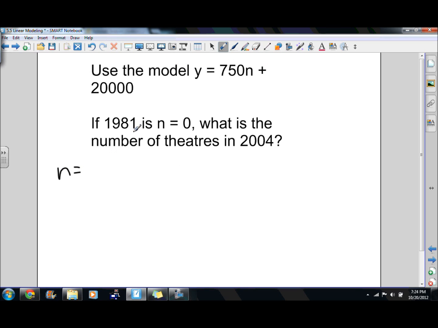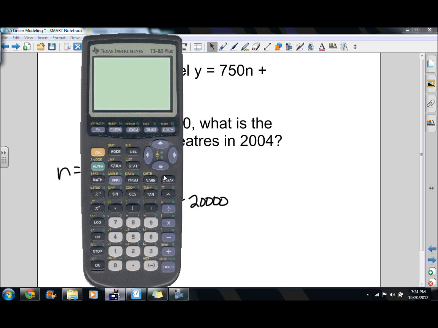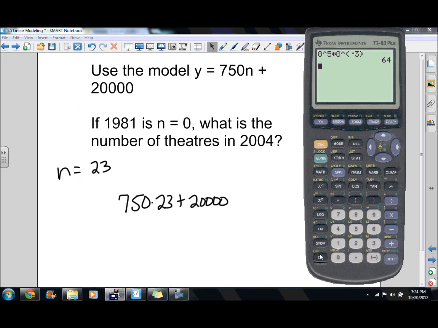Okay, so our n is 23 years past our n equals 0. And so we plug it into the equation. 750 times 23 plus 20,000. That is calculator time. So 750 times, oops, I don't remember how to do the times button. Sure, there's a shortcut somewhere.